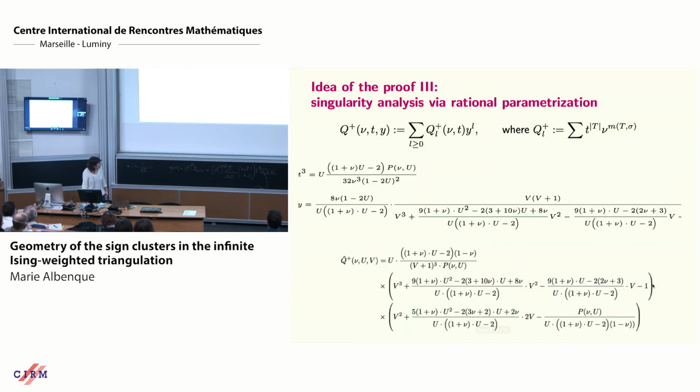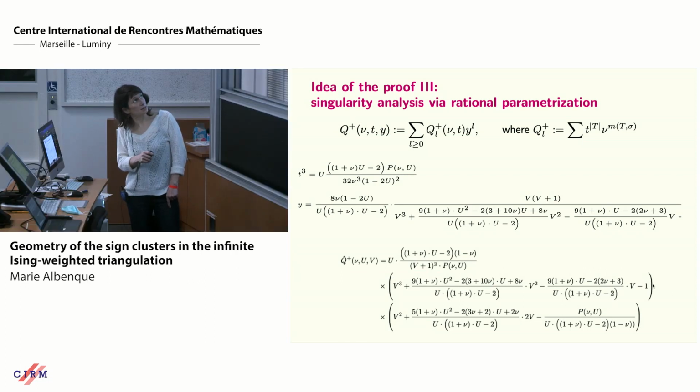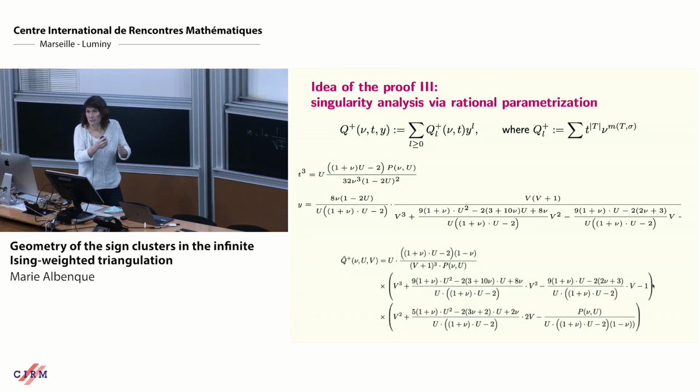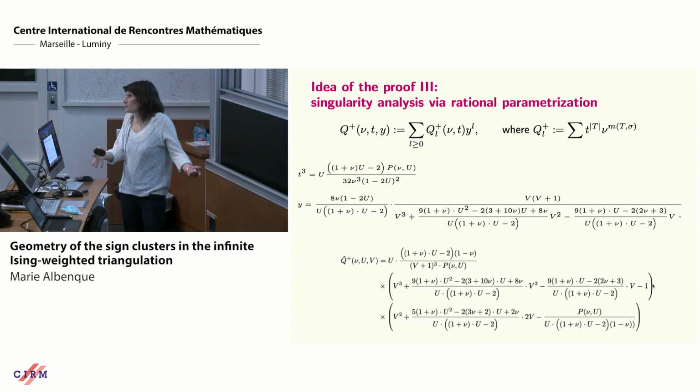Just to give you an idea of what it looks like, here is a rational parameterization we obtained. So this is a rational parameterization obtained for T by Bernardi and Bousquet-Mélou. P here is a polynomial. So you can see the rational parameterization is just a change of variables. I replace T by U, and I'm going to replace y by V. And this is the dependency between V and y. And this is then the expression of Q in terms of U and V. Okay, it is what it is.